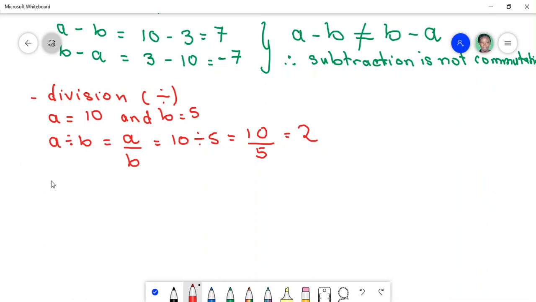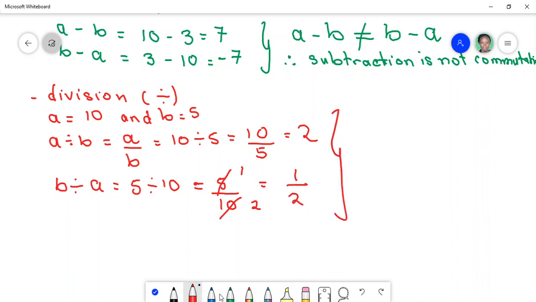Let's look at the other way round. I have B divided by A, which is 5 divided by 10, which is equal to 5 over 10. Let's simplify. 5 can go into this how many times? 1, and goes into this how many times? 2. So what do I have? I have 1 over 2.